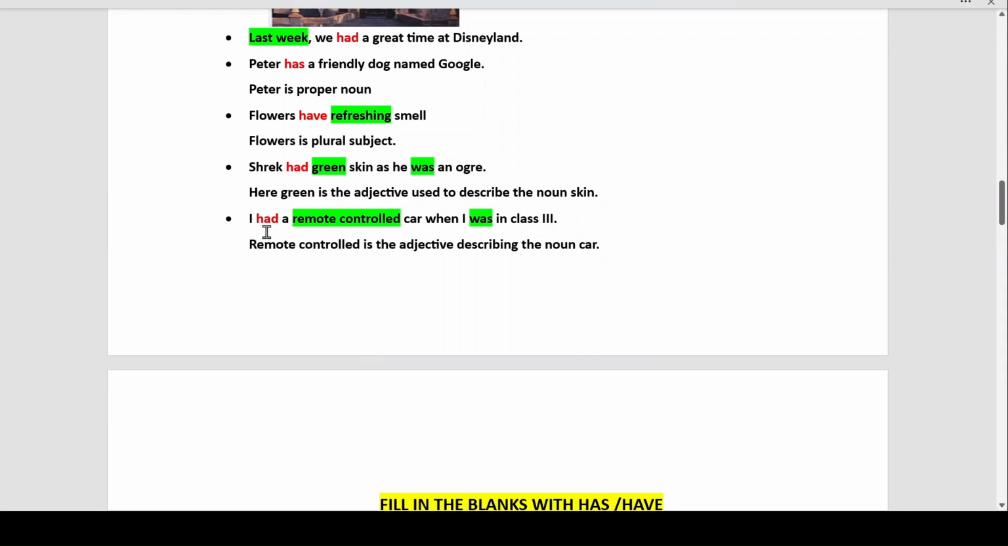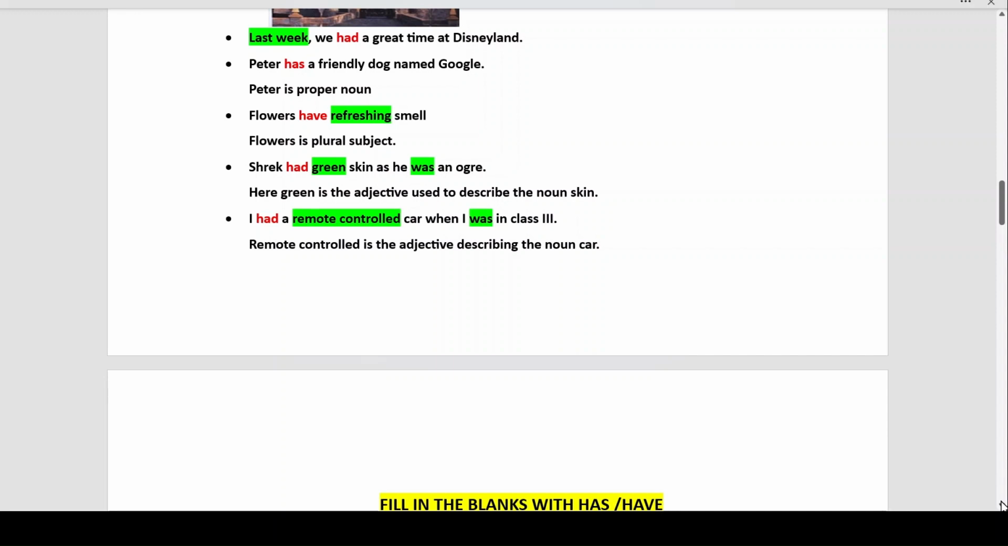Now, I is followed by had. Why? Because when I was in class 3 is determining that it was a past tense. And also, the noun car is using remote control as an adjective to describe it. So all these small things you have to keep in mind.